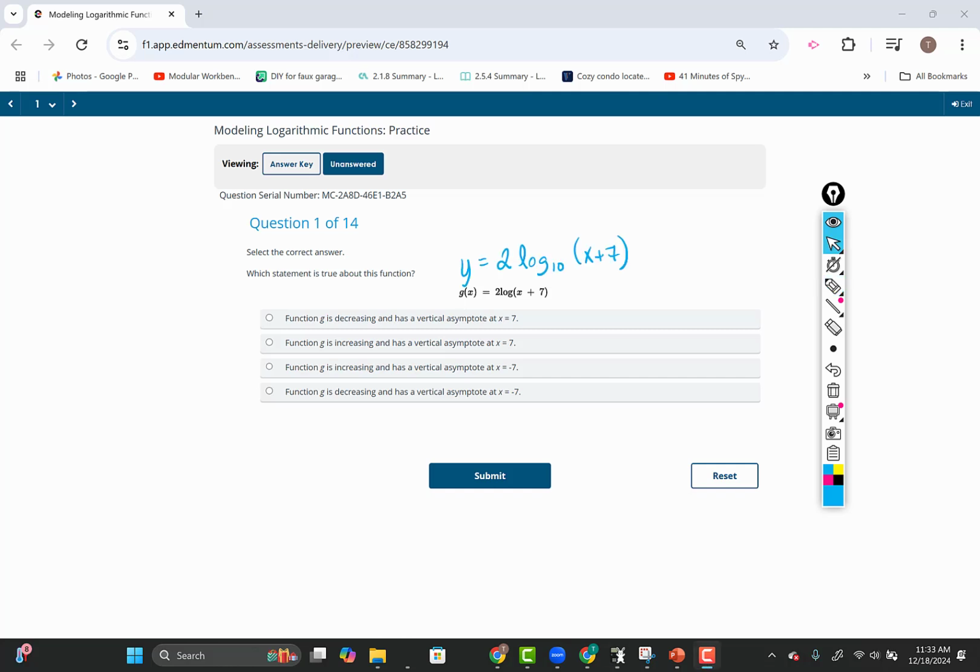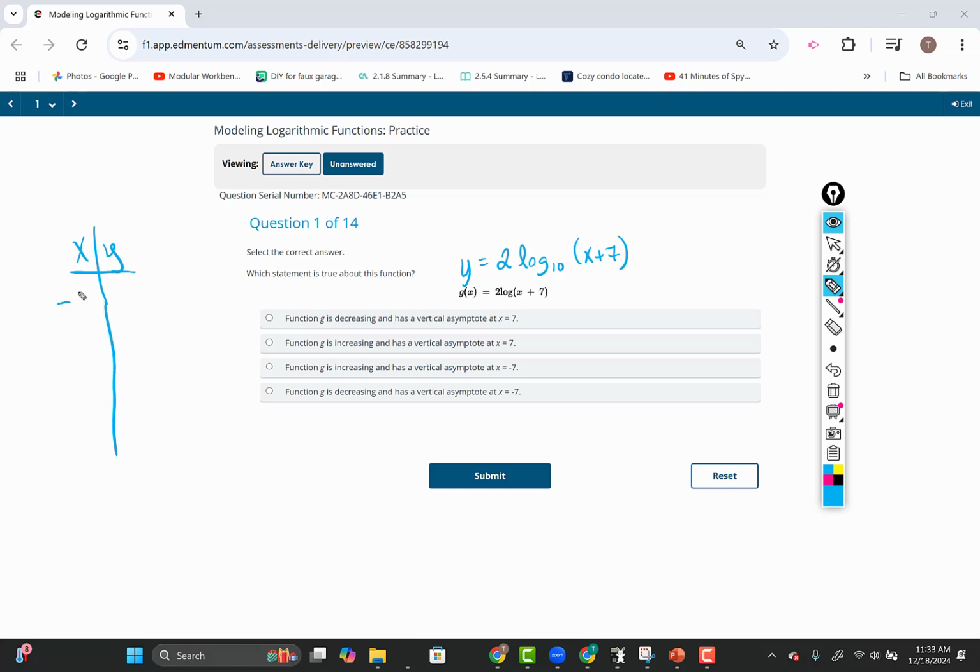So I've rewritten the problem. First off, it's y equals instead of g of x equals, a little more user-friendly when we're graphing this. And I've rewritten it so it has the base 10. Okay, so let's make a table of values. And since it's base 10, we can use pretty much any standard graphing or scientific calculator.